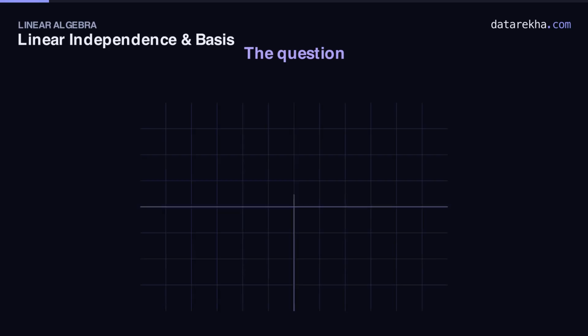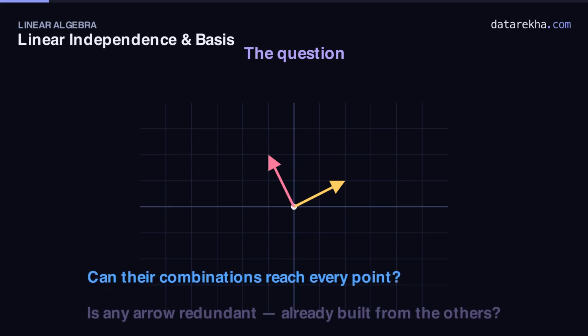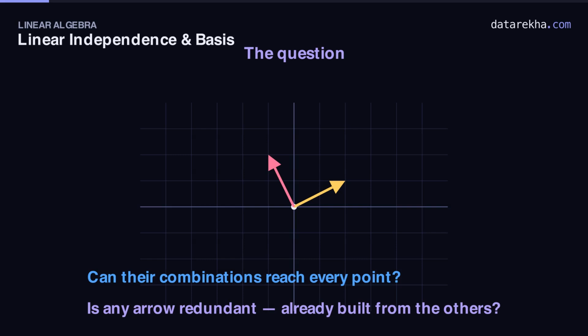Start with a blank plane and a single point pinned at the very center, the origin. From here, we're going to grow arrows. Here are two of them, reaching off in different directions. And now the two questions this whole lesson turns on. First, by stretching and adding these arrows, can we reach every single point in the plane? And second, is either arrow redundant in the sense that we could already build it out of the other one?